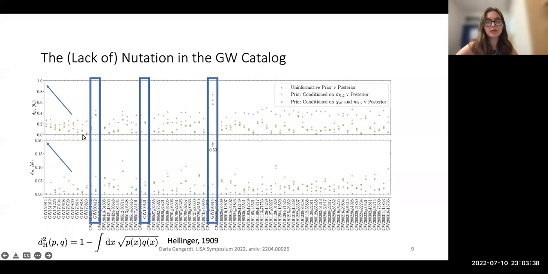Unfortunately, as I before mentioned, the Hellinger distance is not very well constrained across all of the events, which means that we really can't measure nutations at all.